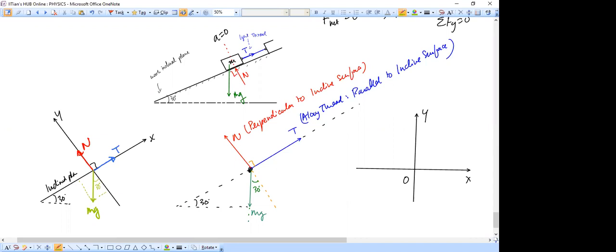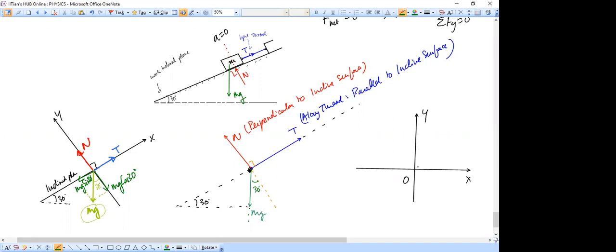Okay. So we'll resolve mg now. Instead of resolving the other two, we'll resolve mg in this method. This component of mg will become mg cos 30, and this component of mg will become mg sin 30. So we've resolved this. That is why this is the easier method, because only one force has to be resolved, mg.